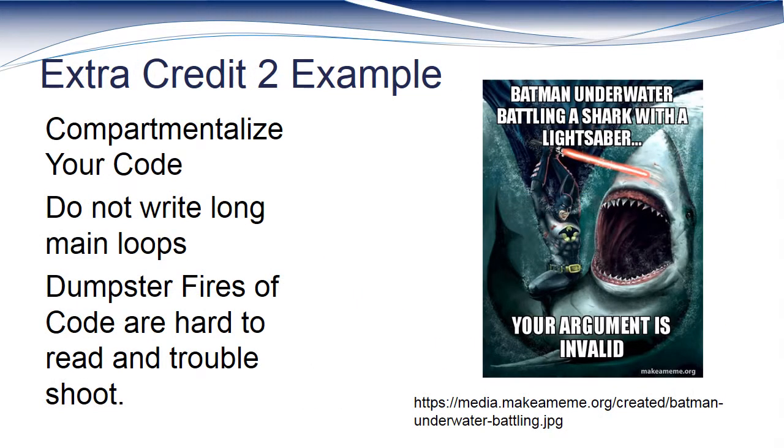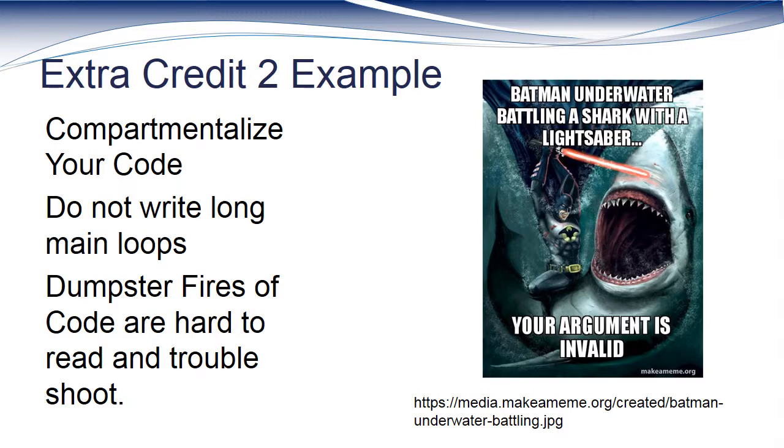Okay, so for extra credit 2, what I'm going to ask you to do is create a Morse code example. Instead of SOS, you have to blink your first name in Morse code. What I would recommend is compartmentalize your code. Don't write long main loops. If you do, and I'll show you an example here in a second, you're going to create a giant dumpster fire that you cannot troubleshoot. And then you're going to get frustrated and not know what to do. And then you're going to come to me and say, this stuff doesn't work. And in essence, your argument is invalid because you set yourself up for failure.